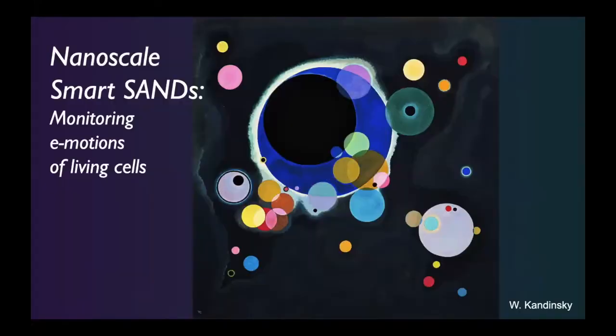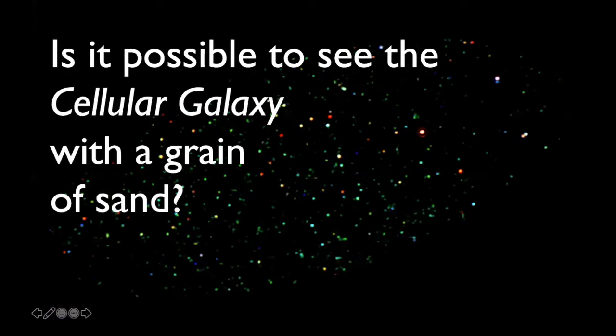And then at the nanoscale, I also want to introduce what is possible with nanoscale smart sand to monitor emotion. Emotion means electronic motion in living cells. This picture I just want to share with you. I don't know how many people are interested in art, but this art by Vasily Kandinsky, a Russian painter, shows this interesting circle with a crescent shape. There are many, many circles, but this really inspired me to think about how to see the cellular galaxy.